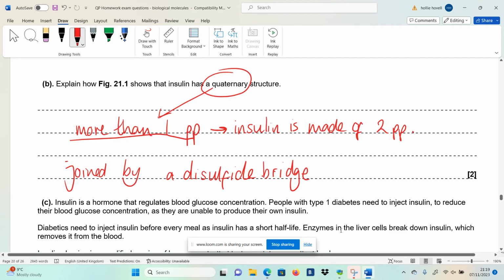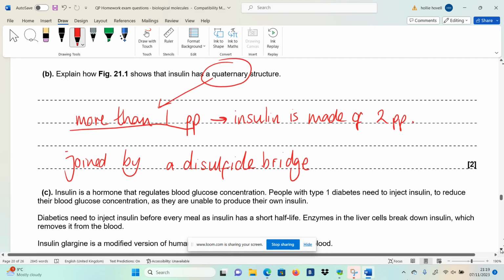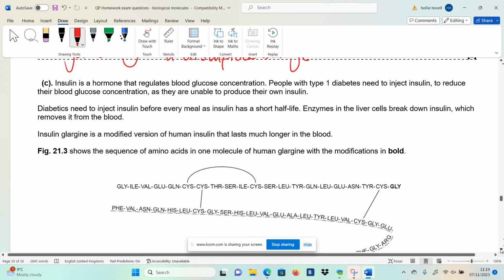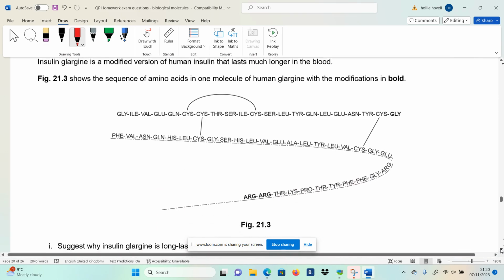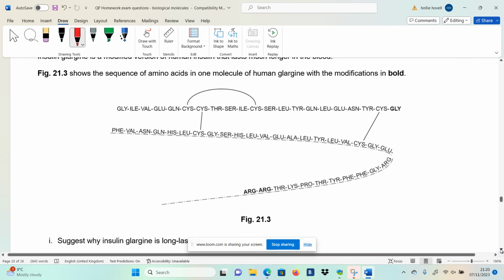Okay, part C. Part C says insulin is a hormone that regulates blood glucose concentration. People with type 1 diabetes need to inject insulin to reduce their blood glucose concentration as they're unable to produce their own insulin. Diabetics need to inject insulin before every meal as insulin has a short half-life. Enzymes in the liver cells break down insulin, which removes it from the blood. Insulin glargine is a modified version of human insulin that lasts much longer in the blood. Figure 21.3 shows the sequence of amino acids in one molecule of insulin glargine with the modifications in bold.